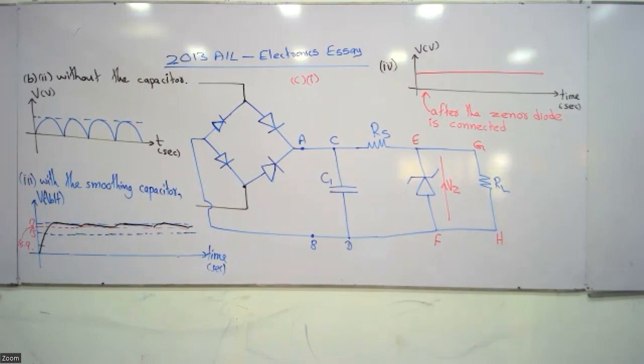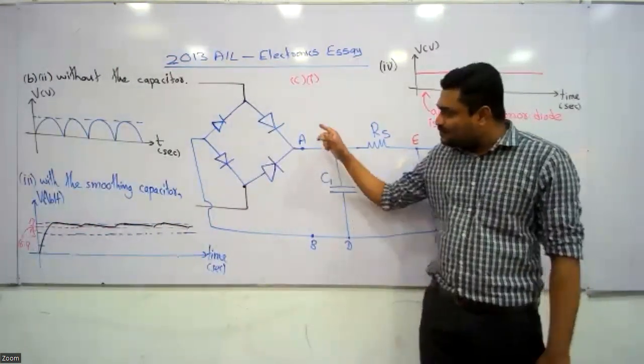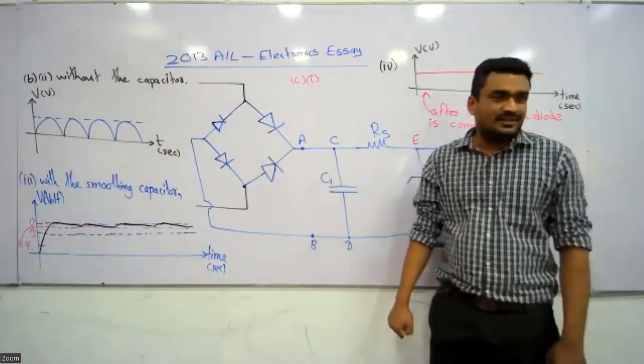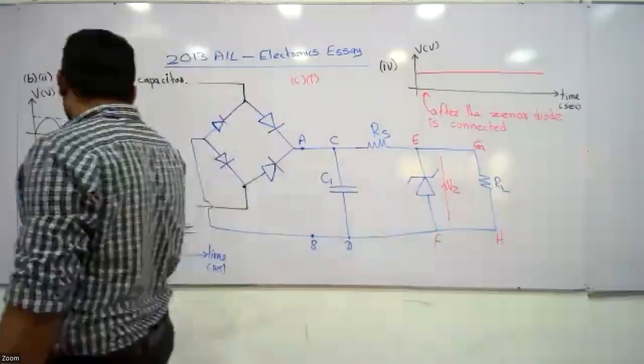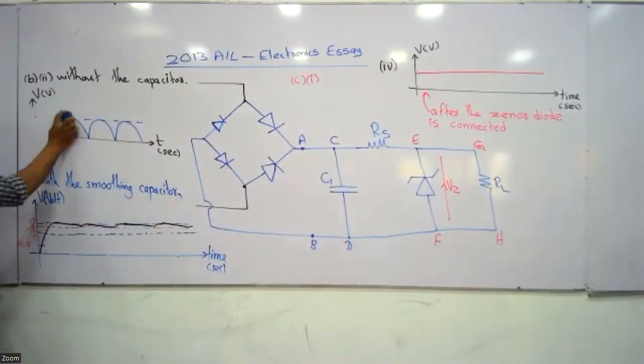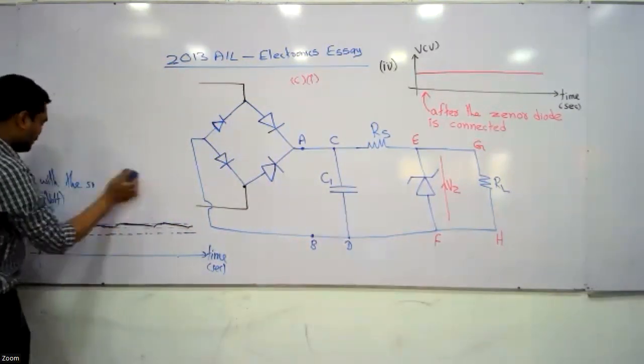See Roman number 2. When the smoothing capacitor is in place, what is the maximum reverse bias voltage that can appear across a diode? The smoothing capacitor is there. What will be the maximum reverse bias voltage of any diode? During the positive half cycle, which diodes conduct electricity here? Naman? You don't remember. Very good, nice.